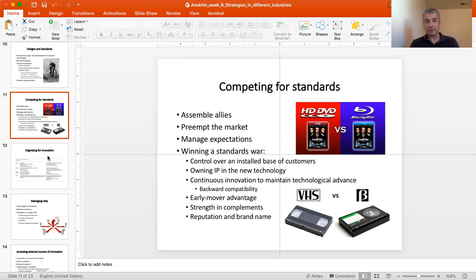Strengths in complements, that's definitely something that companies like Apple and Google with Android have done. So apps are extremely important, and they help to establish a very strong competitive position for their products, and reputation and brand name. Right? So if there are two alternative products that are introduced to the market, one by a very reputable company, the other by an unknown startup, chances are users will be more comfortable going with a reputable company. So investing in your brand is a good idea.